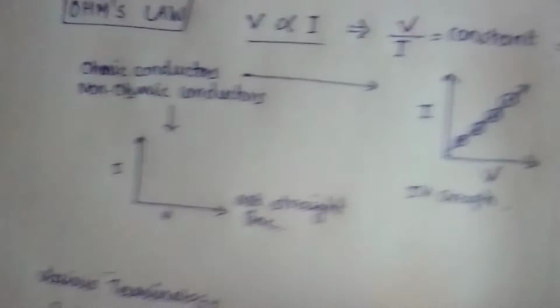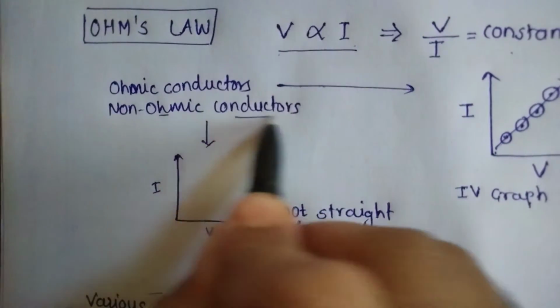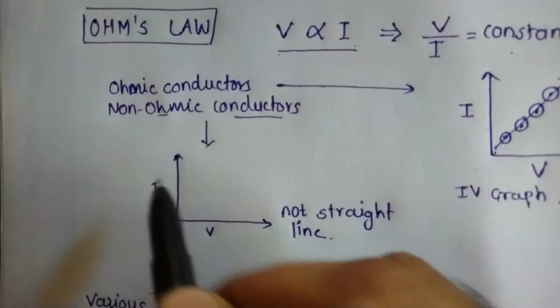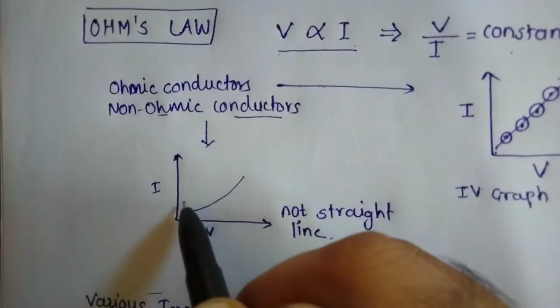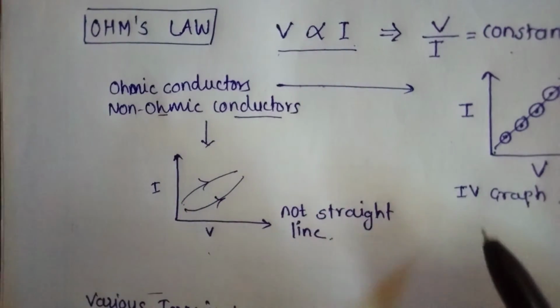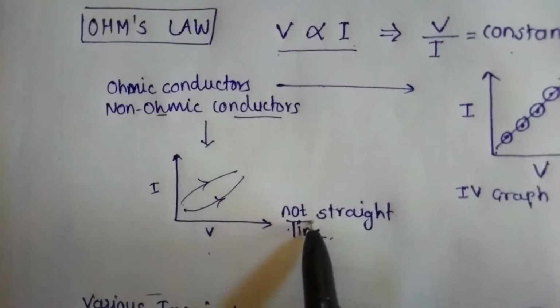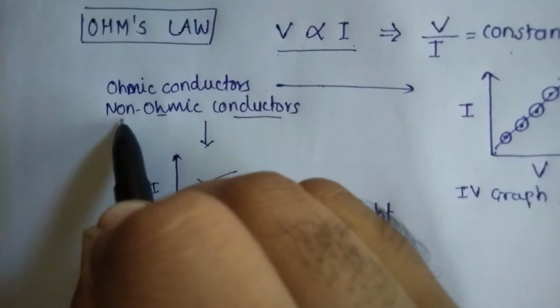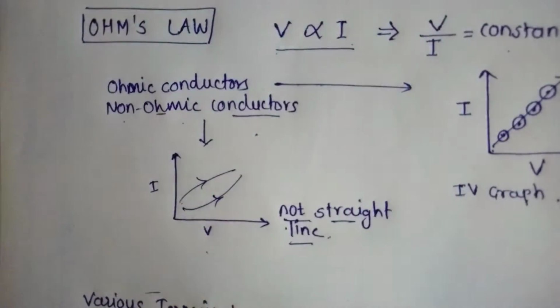But some of the conductors will not follow Ohm's law, and those conductors will show various patterns like this one in the IV graph. So there is not a straight line, then we will call them non-ohmic conductors.